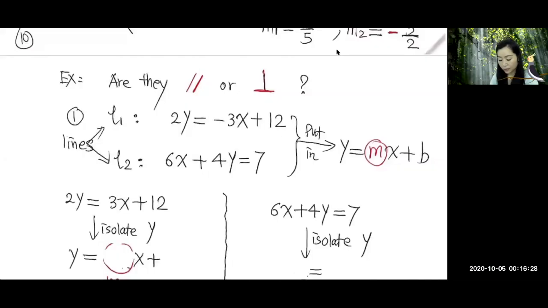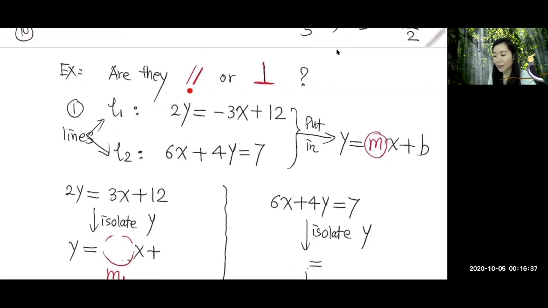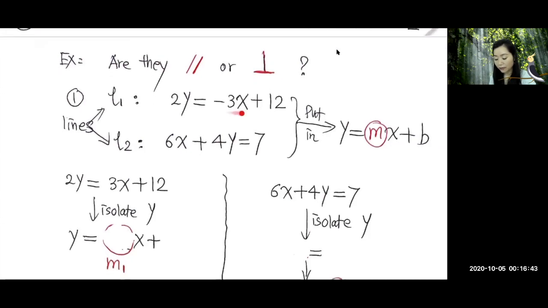We're going to talk about how we can tell whether two lines are parallel or perpendicular if we are given the equations for the two lines. So there are two lines over here. We can tell if the two lines are parallel or perpendicular if we know the slope, right? So let's put both of them in slope-intercept form, so that we can tell the slope by looking at the coefficient of x.